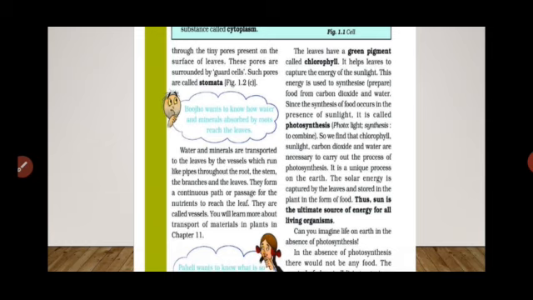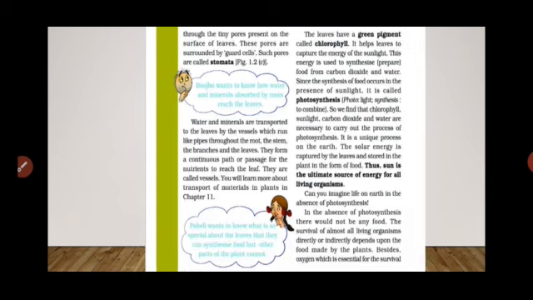Okay, in the absence of photosynthesis there would be no food. Means if there is no photosynthesis process, no food. The survival of almost all living organisms directly or indirectly depends on the food made by plants. Besides oxygen, which is essential for survival.